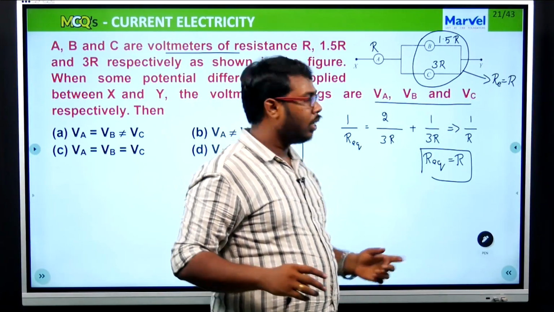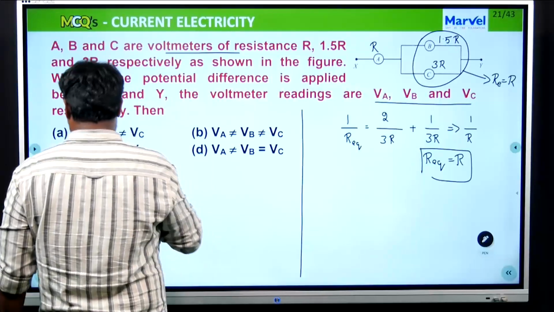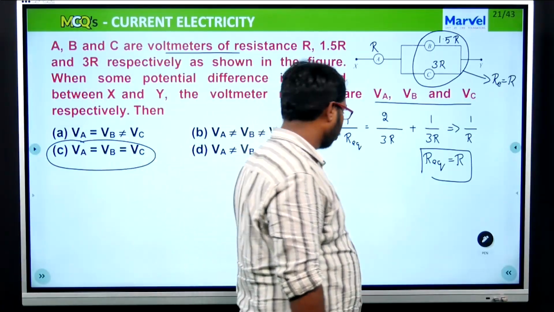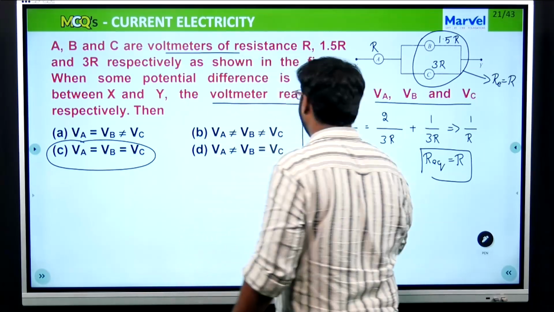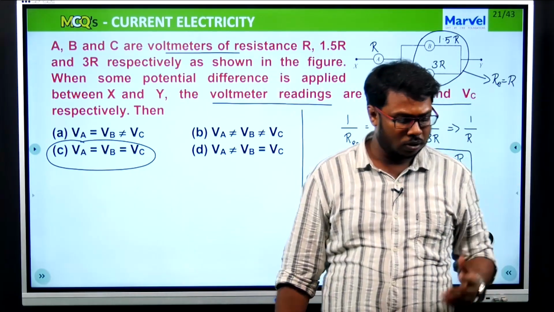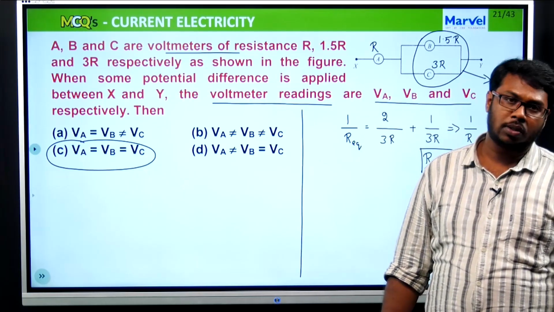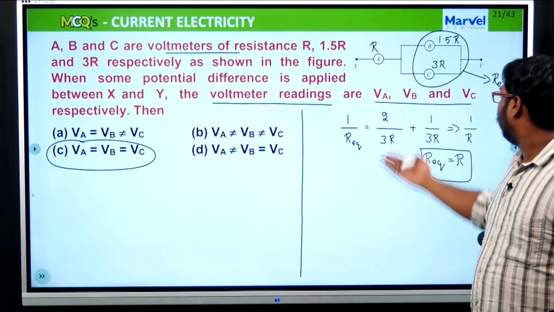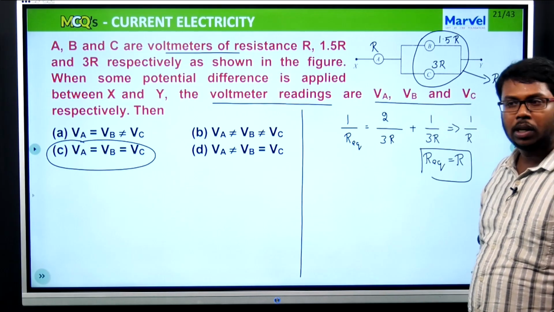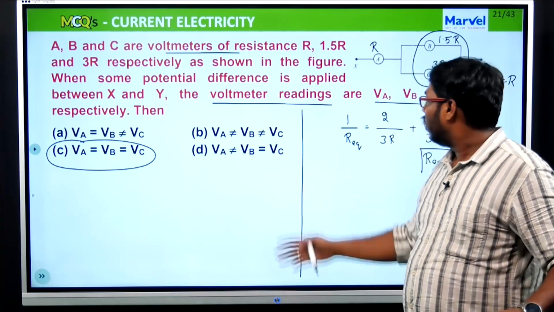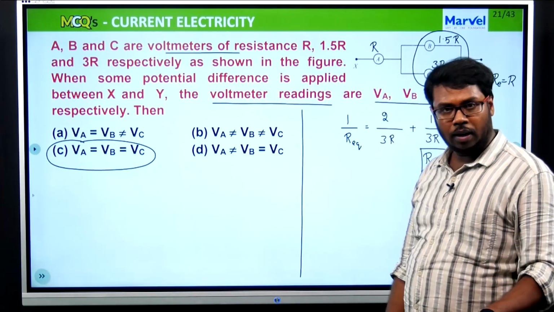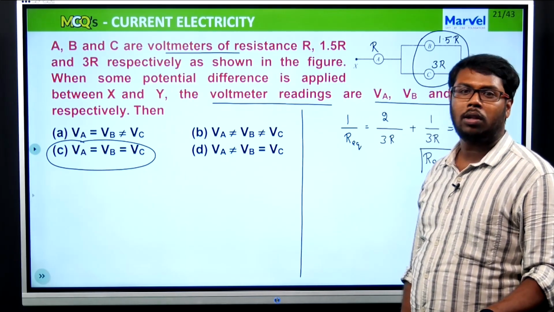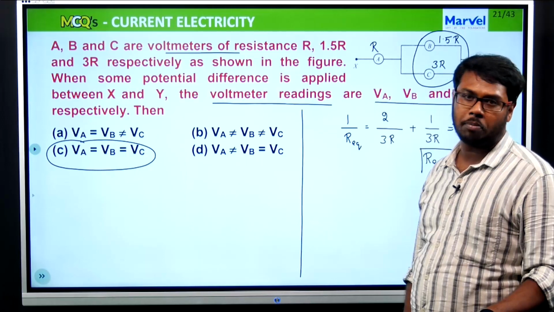So all three voltmeters will have the same amount of potential drop, and the reading on all three voltmeters will be the same. This is what I understand from this. It's a very simple calculation. First you find the equivalent resistance, and then you realize that it is the same as that of A. Since they are equal, the potential drop on them is also equal, and all three voltmeters are going to read the same.